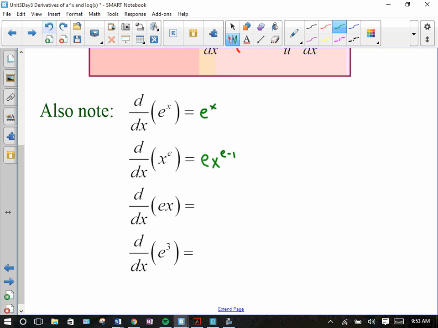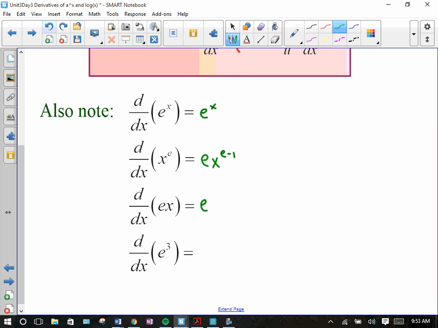Okay. What about the derivative of e times x? It's just e, because e is a number, so it's essentially the same as something like 2x. So the derivative of e times x is e.